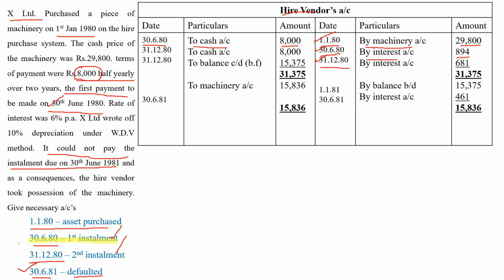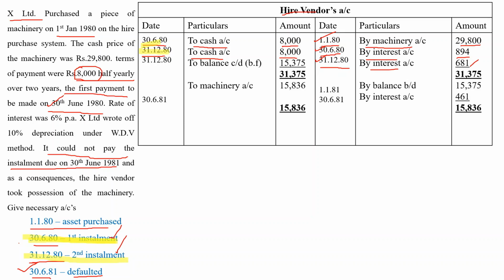So we have to give another interest due entry and payment entry, installment payment entry. So by interest account, this is second installment interest amount. Then on 31/12/1980, we are paying the second installment amount. Second installment amount is also 8,000. So in the same year, we have paid two installments. One is on 30/06/1980 and the second is on 31/12/1980. Within the same year, we have paid two installments.